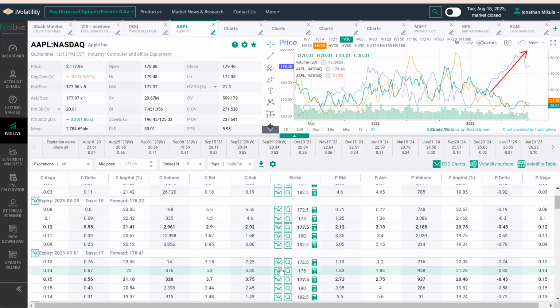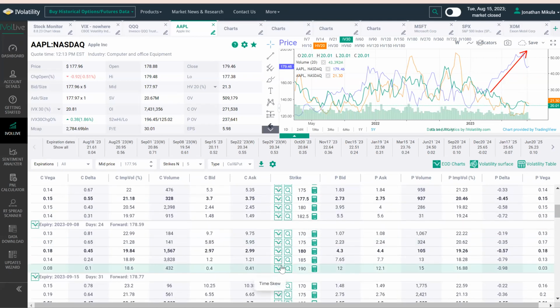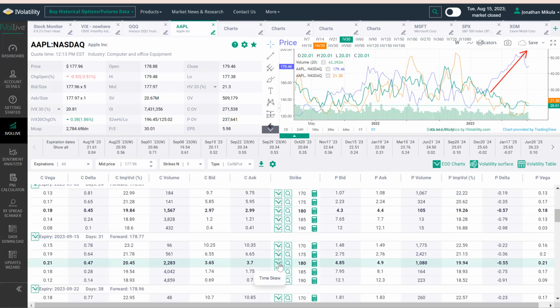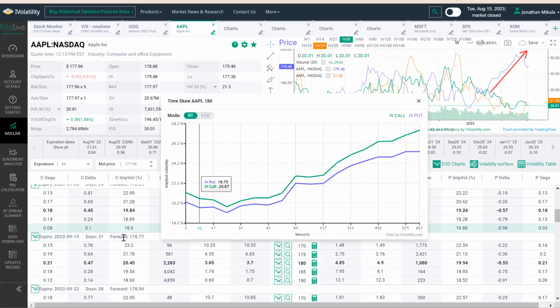So I showed the charts that we had available to us in our options chain view. We have time skew, and I'm going to use the September 15th as our example for today's webinar, because I feel like it's a month out from now, and it's a really good example that I want to use to demonstrate our charts here within IVolLive. We're also going to look at this in our charting tab, but this is just a very easy way to access both calls and puts.